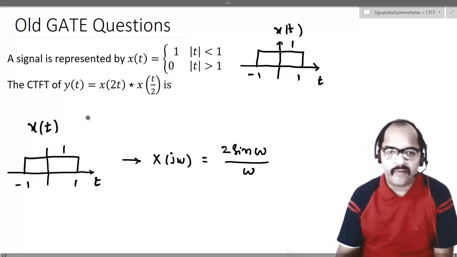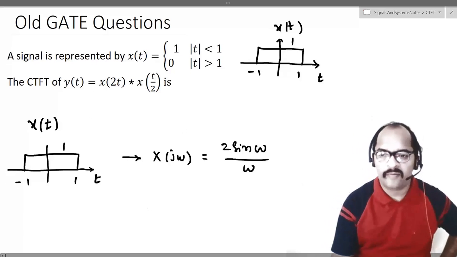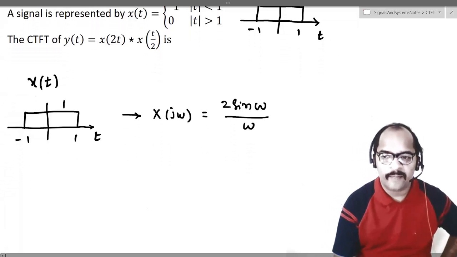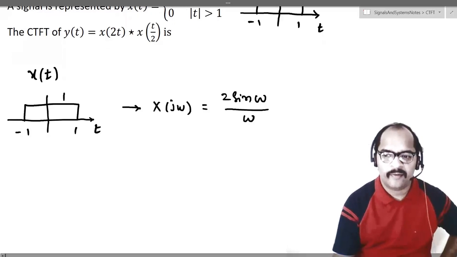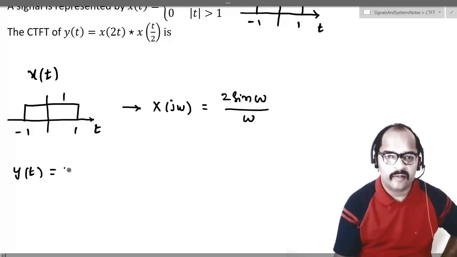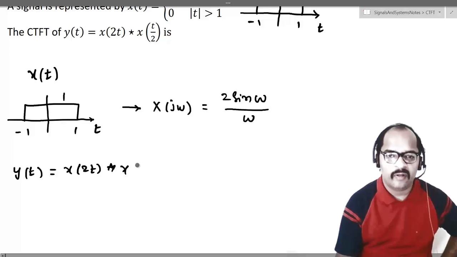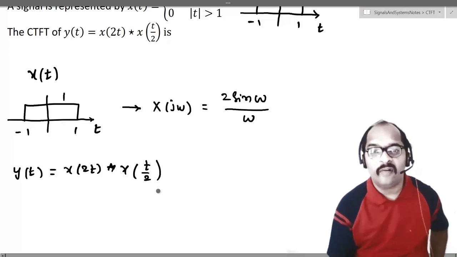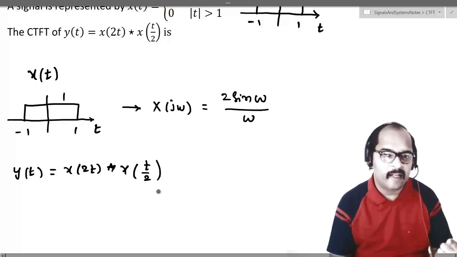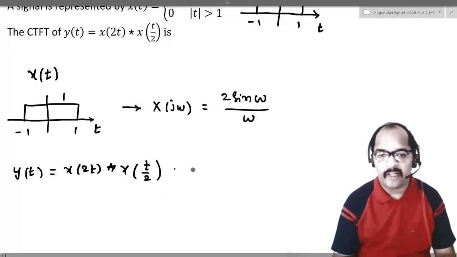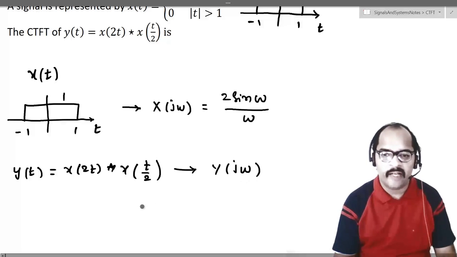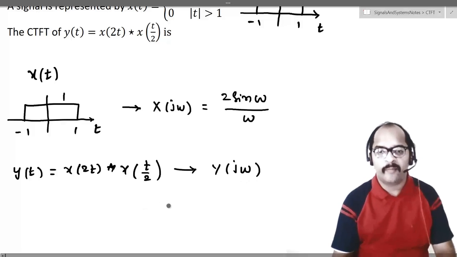Now the question is we have to find the Fourier transform of y of t. So what is y of t here? y of t is equal to x of 2t convolved with x of t by 2. So how many properties are involved? Time scaling and convolution in time domain.